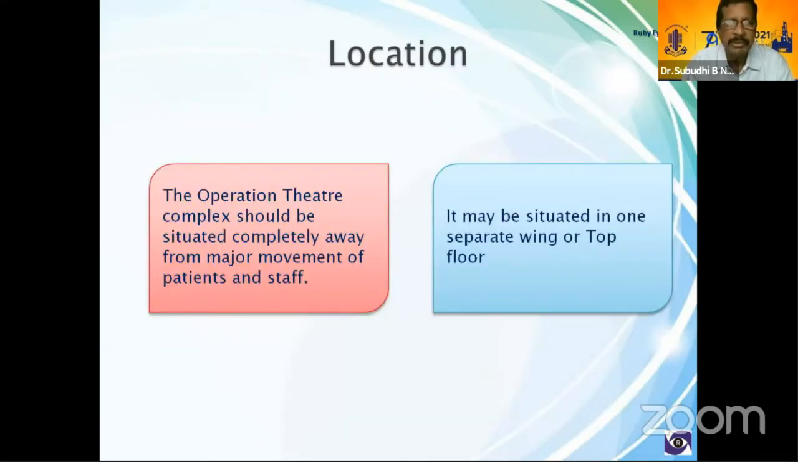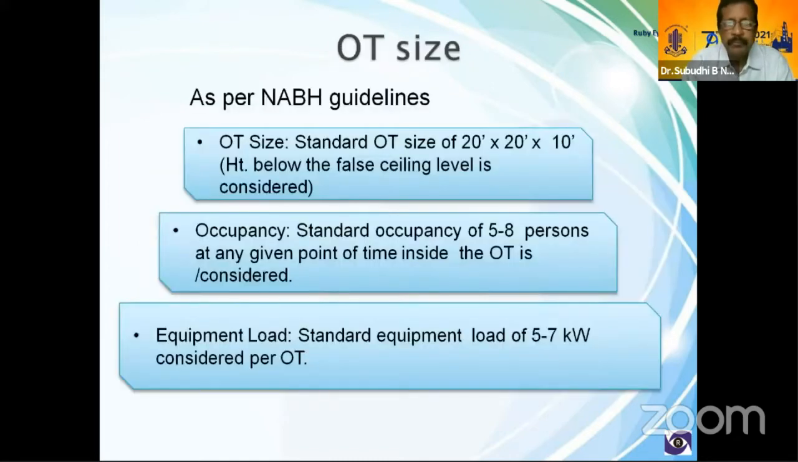Location: ideally the operation theatre should be separate from the main hospital, either in the same building or some other building, and if it is in the same building, it should be on the top of your OPD or IPD. OT size: as per NABH guidelines, the standard OT size should be 20 feet by 20 feet by 10 feet, the height below the false ceiling of the roof.